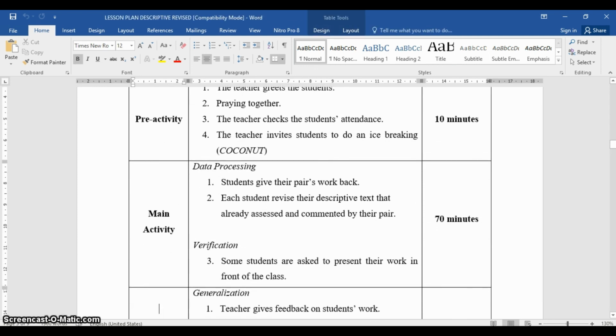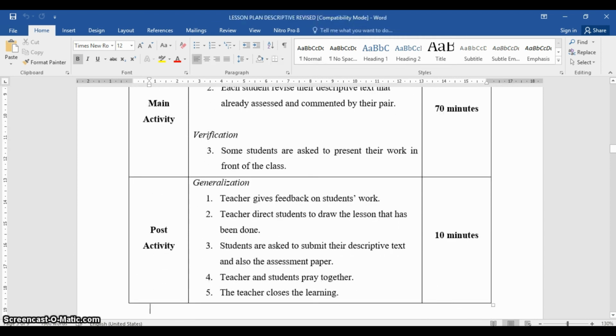In the main activity of the second meeting, there are no stimulation, problem statement, and data collection. It starts with the data processing, where in this phase, the students give their peers' work back to their partner. And each student revises their descriptive text that was already assessed and commented on by their peer. Then, in the verification, some students are asked to present their work in front of the class.